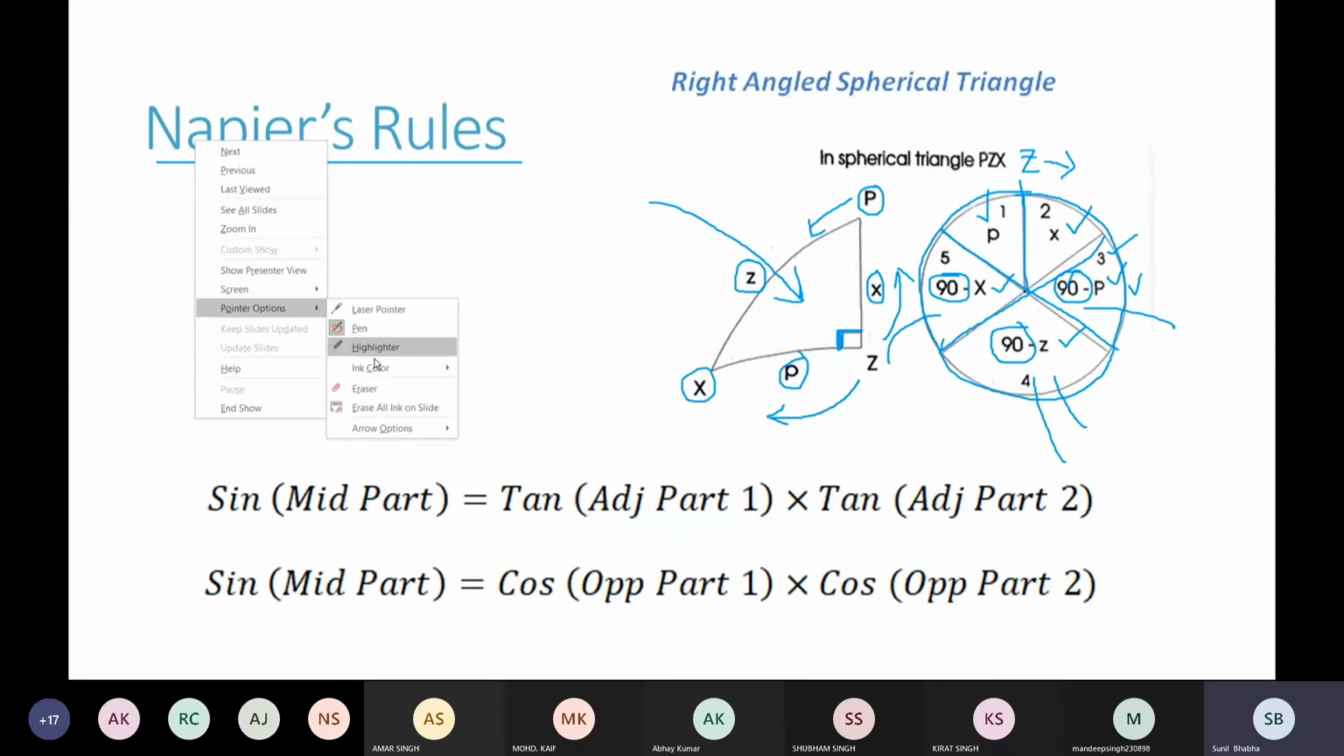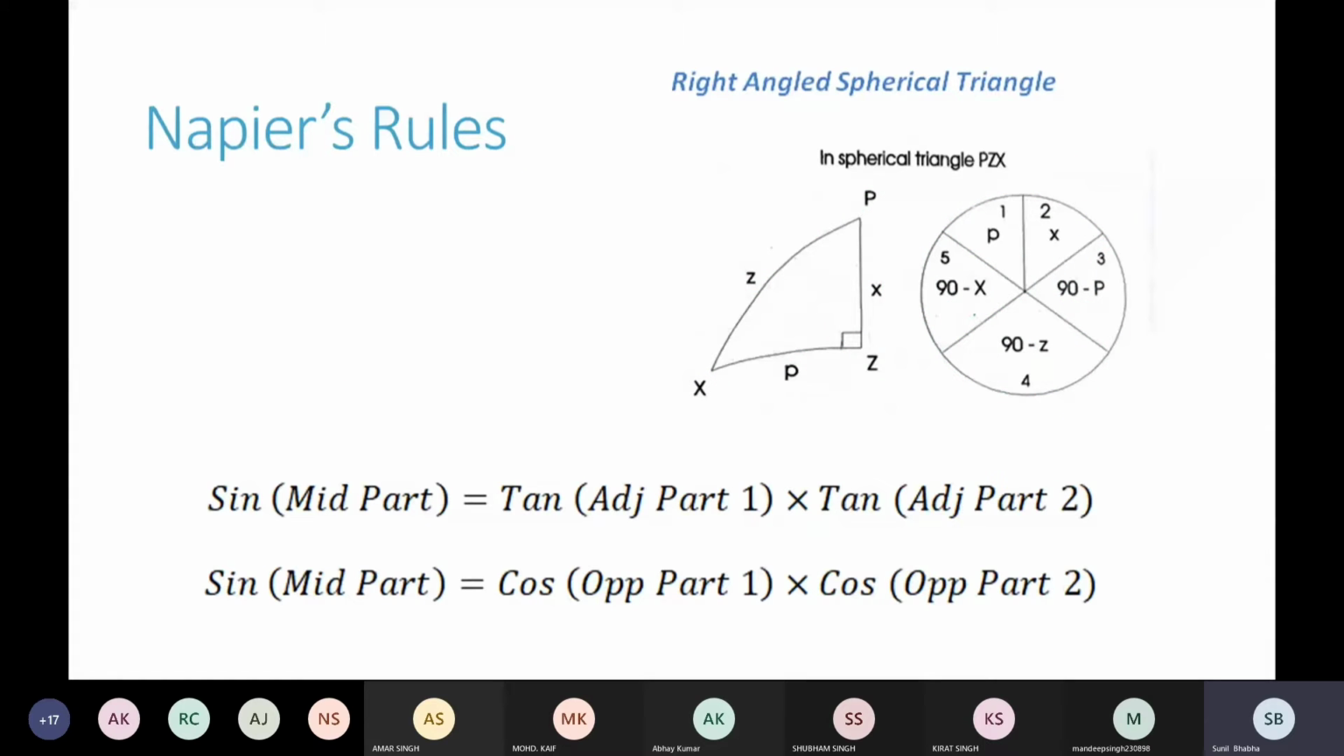Now, as I told you, you can go clockwise, you can go anti-clockwise. If you want, you can go clockwise in one part and anti-clockwise in the other part. Like in the triangle, if you want to go anti-clockwise, it is perfectly fine. In the circle, if you want to go clockwise, it is perfectly okay. Whichever direction you move, clockwise or anti-clockwise, the Napier's rule application is going to be correct.